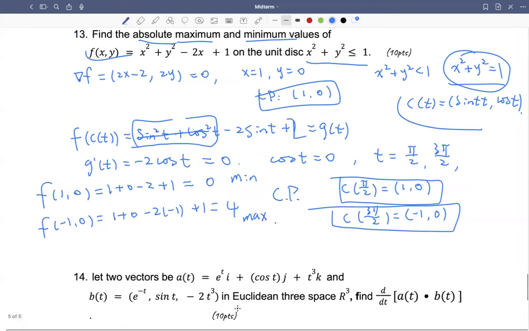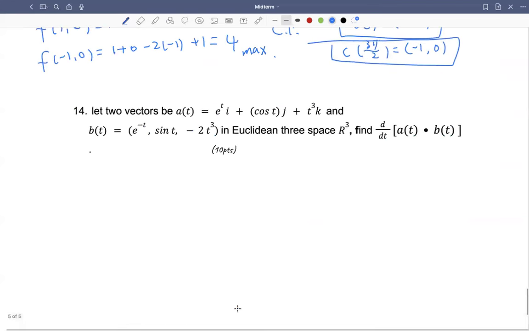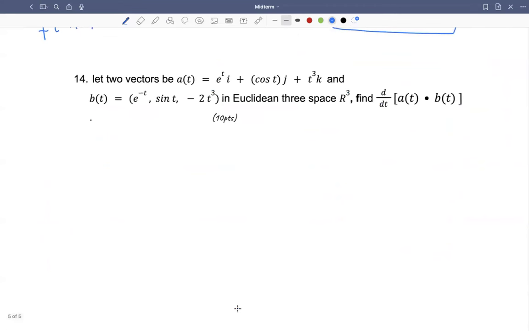Okay, that's 13. 14 is the last one. For 14, we're given two vectors, A vector and B vector. We want to find the derivative of their dot product. We could either use the product rule for this or just calculate the dot product first. Let's see, A dot B.